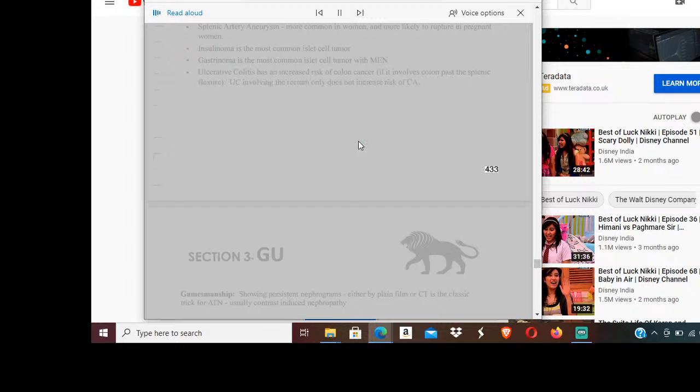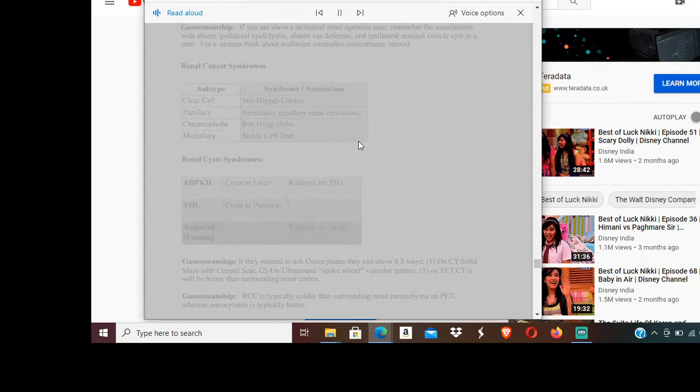Section 3, GU. Gamesmanship: showing persistent nephrograms, either by plain film or CT, is the classic trick for ATN, usually contrast-induced nephropathy. Gamesmanship: they may show a unilateral renal agenesis case. Remember the associations with absent ipsilateral epididymis, absent vas deferens, and ipsilateral seminal vesicle cyst in a man. For a woman, think about Mullerian anomalies, unicornuate uterus.